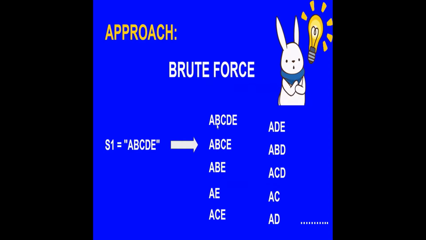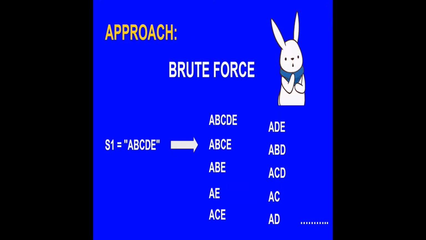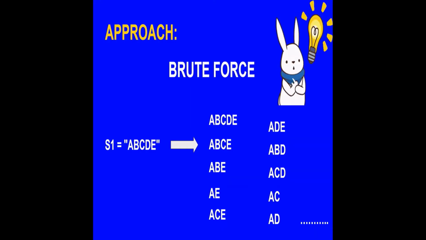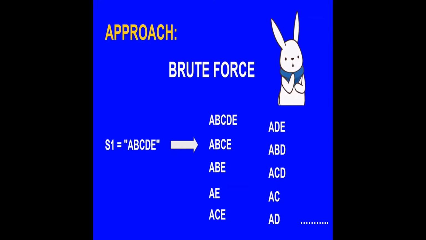Now, how to solve this? The first approach that might come to your mind is the brute force approach. In this approach, we can generate all the possible subsequences of the string S1 and also all the possible subsequences of the string S2, and then we can match them to find which is the longest string common to both S1 and S2. Now you can see this is an exponential approach. Why exponential? Because for each string, be it S1 or S2, there are an exponential number of subsequences possible.